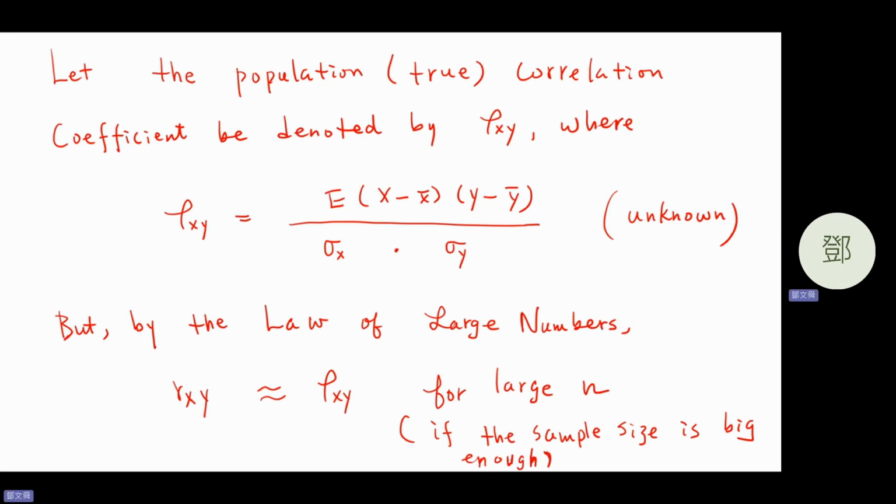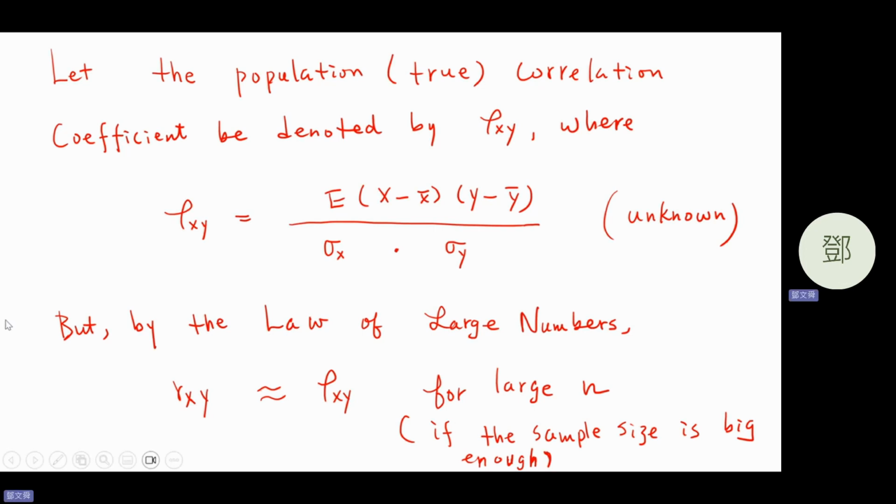RHY is very close to rho xy. And the big one, this is the true one, will be very close if your sample size is big enough, a large sample size. If the sample size is big enough, then the fake one and the true one will be very close. By what? By the law of large numbers. I can prove it because I'm a professor of statistics. Okay, I can prove it.